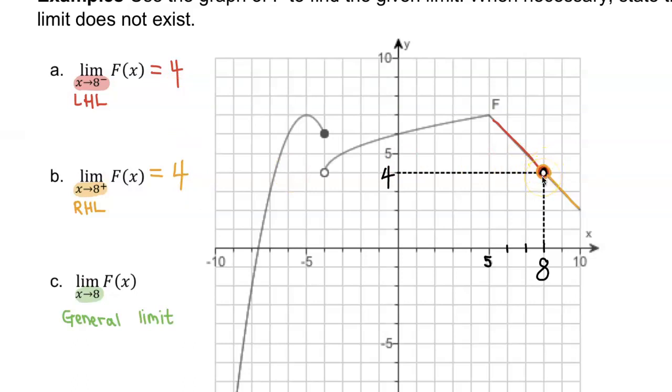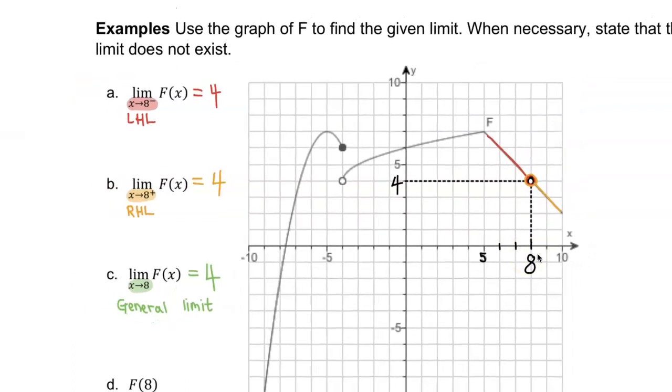So guess what? Does the general limit exist? Are these two the same? Yes, they are the same. So we're going to say the general limit of f of x as x approaches 8 is equal to 4. So listen, a limit does not have to have a closed circle. The function does not have to be defined for it to have a limit value, okay?